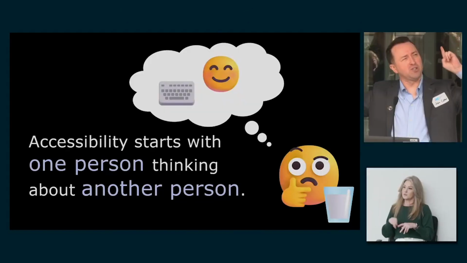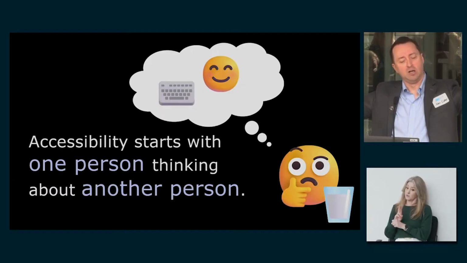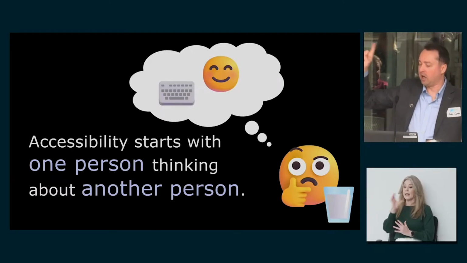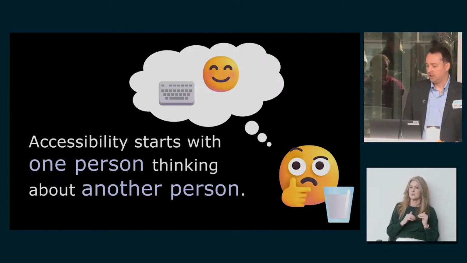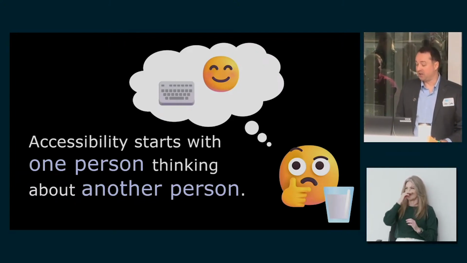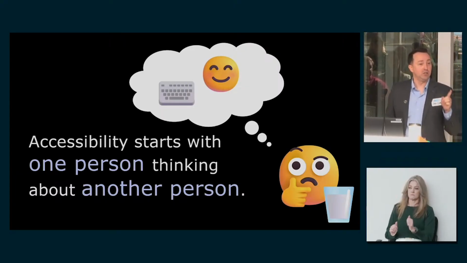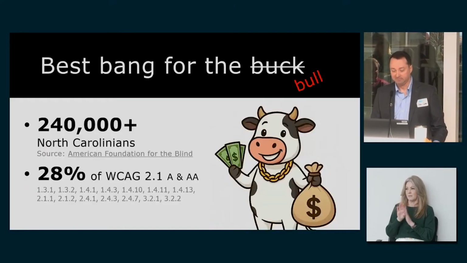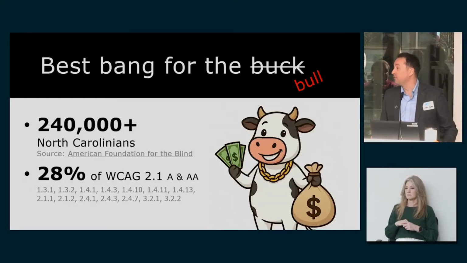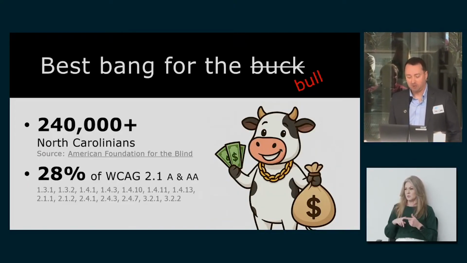So accessibility starts with one person thinking about another person. Can a person who uses a keyboard to navigate a web page use the thing I'm building? And so from one developer to another, this is why I think that testing with a keyboard is the most important thing you can do as a web developer for accessibility. It's the best bang for your buck, or maybe your bull.